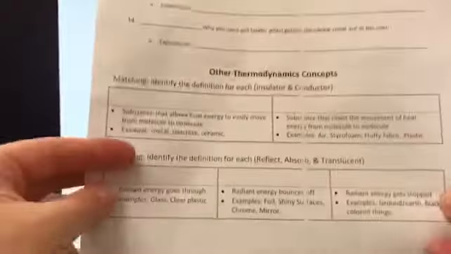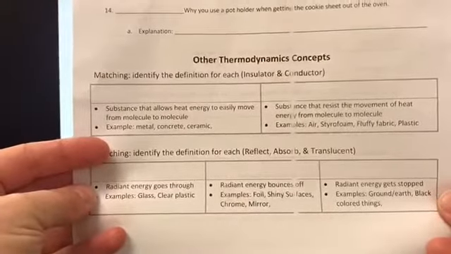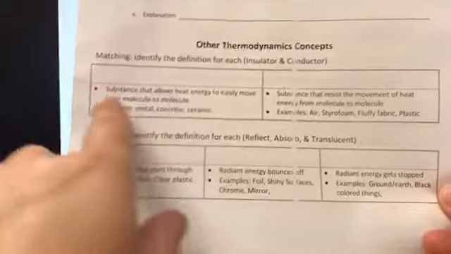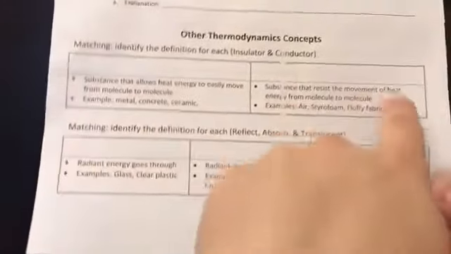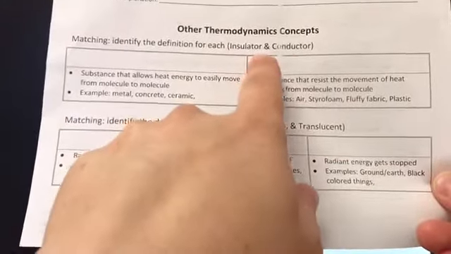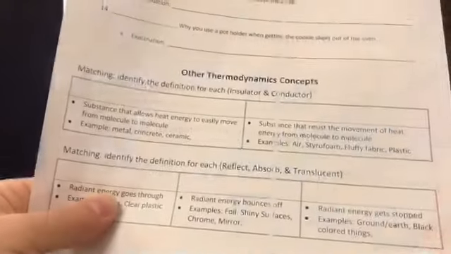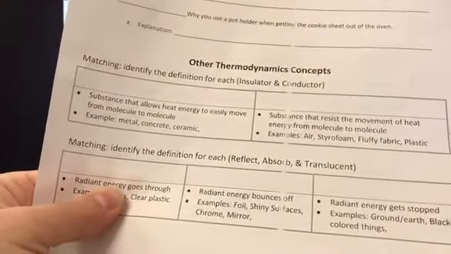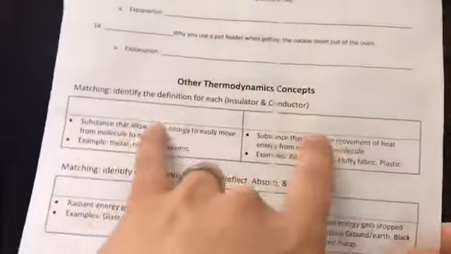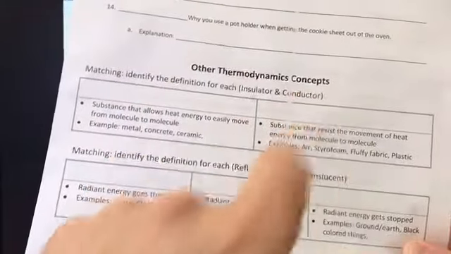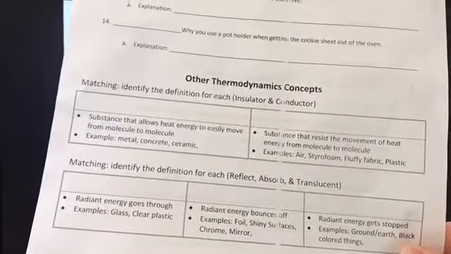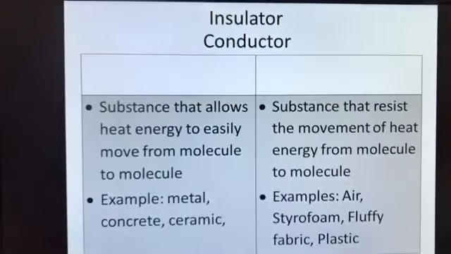All right, then below that we have these other thermodynamic concepts. So you're going to do some matching. Which one's describing insulator, which one's describing conductor? Okay, now we are going to look at this section right here. We're doing our matching. So insulators and conductors, let's figure out the definition and identify some examples. So which one is which?